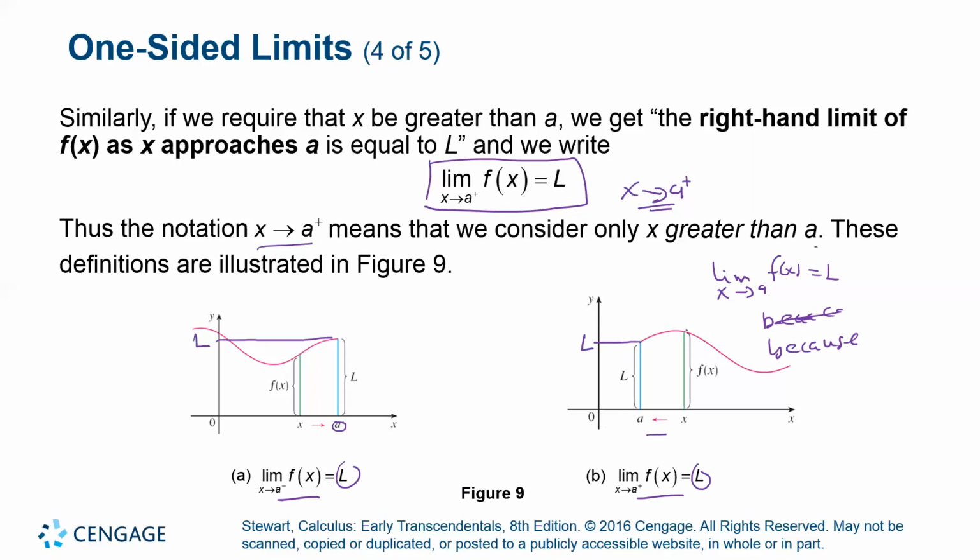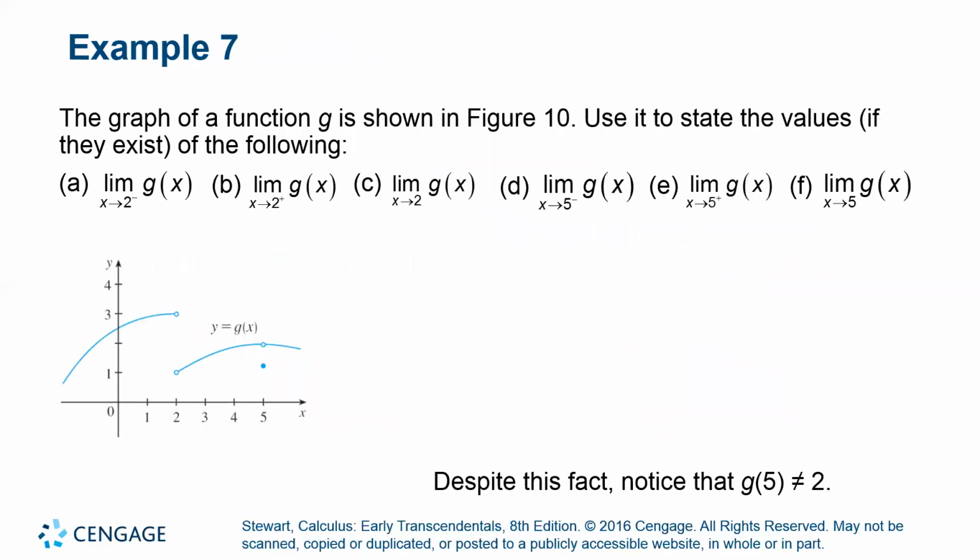Now, let's consider this example. This example is similar to one of the homework problems. Here we are given the graph, and we want to find the limit values for the following: A, B, C, D, E, and F. So we're going to write everything here so that you see what we mean.